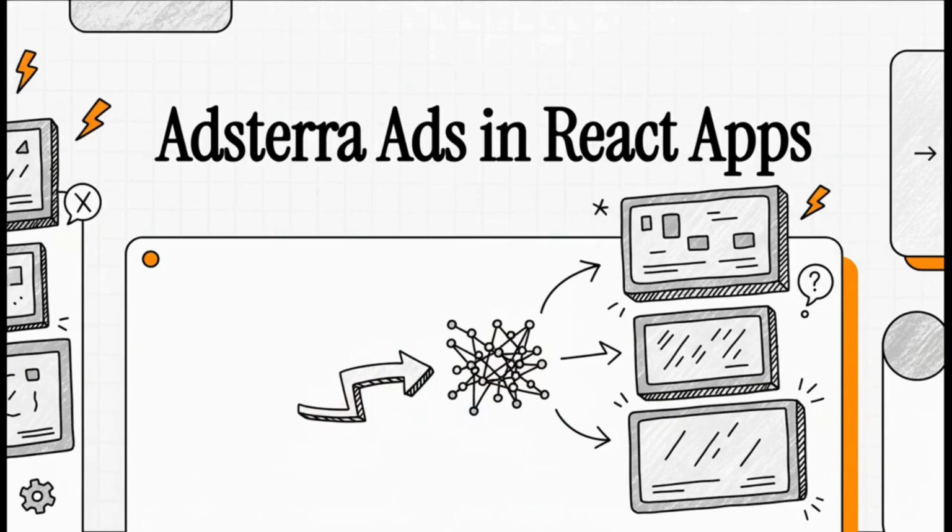Okay, so if you're a React or Next.js developer, you know this feeling. You've built this amazing app, it's running great, and now you think, hey, let's monetize this thing. You sign up for an ad network like Adsterra, you try to put a few banners on the page, and it just completely falls apart.